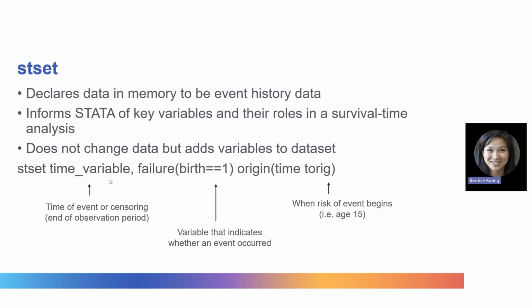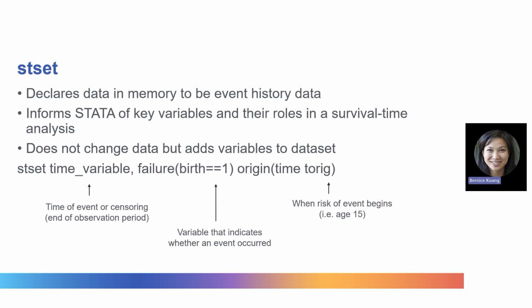So the structure of stset: you type in the command first, and then you articulate what the variable is. I've just called it time variable for our example, and that's either the time of event or the time of censoring. Censoring is the end of the observation period when an event doesn't occur. So this will be at the time of interview, because the respondent can only report what has happened in their life up till the moment that we ask them. They can't report what hasn't happened yet.